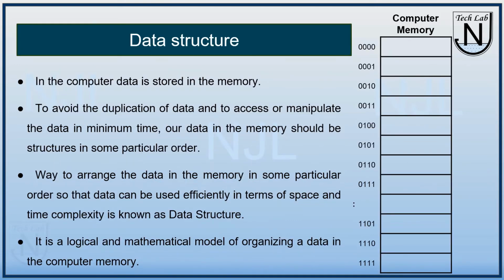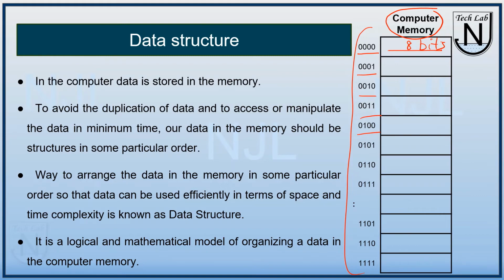Now, when we talk about data structure, we store our data in the computer memory, and we know that computer memory is something like this: just slots of memory with memory addresses, and in each slot we can store 8 bits of information, right? So our memory will remain the same.